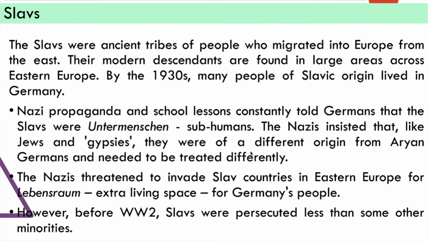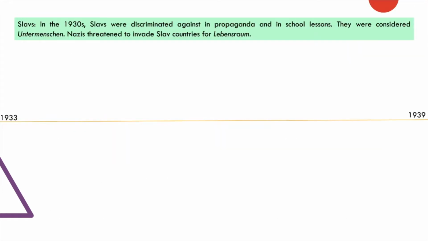That's better. The Nazis threatened to invade Slav countries in Eastern Europe for Lebensraum, extra living space, for Germany's people. However, before World War II, Slavs were persecuted less than some other minorities. So you might want to take a moment to pause the video, reread this information and work out where is there persecution against the Slavs. Because you don't need to write all of this, you just need to identify where there is persecution. And here is an example of what I'd like you to do on the timeline.